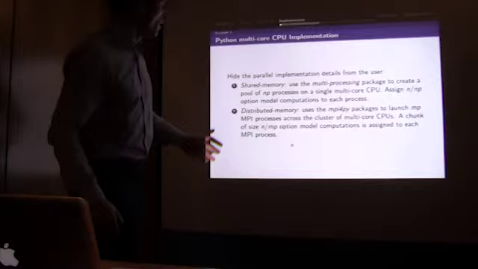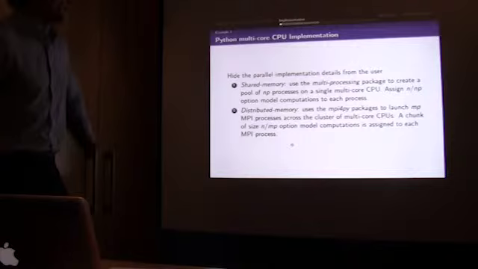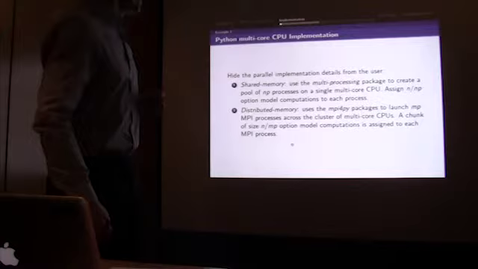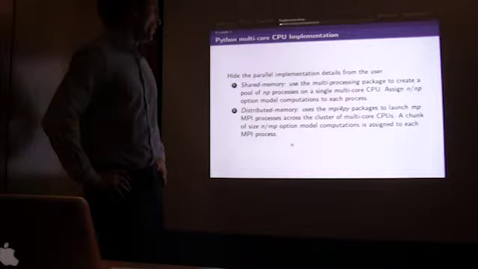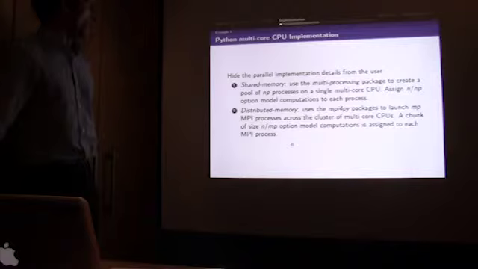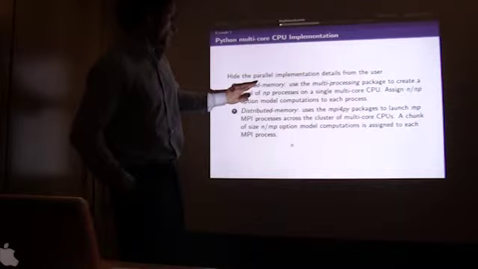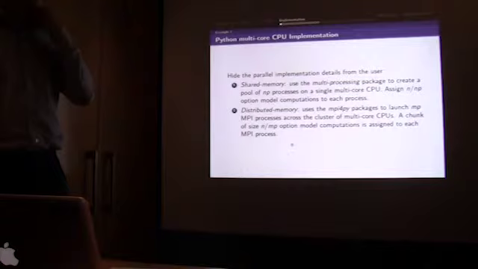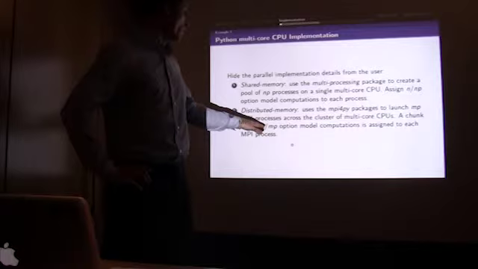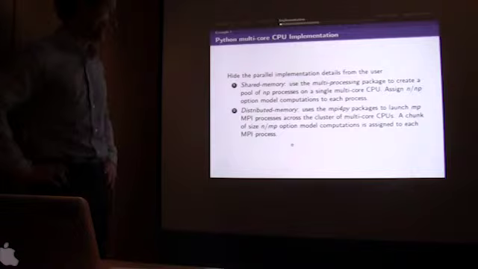Python is inherently single-threaded and has a global interpreter lock. To bypass the global lock, we used the multiprocessing package for shared memory parallelism, and we launched NP processes on a single multi-core CPU. If we have N options in our chain, then we assign N over NP option model computations to each process. We also looked at distributed memory programming. So we had a cluster of dual core Xeons, and we tried using the MPI for Py package. We ran a chunk of N over NP option model computations on each MPI process.